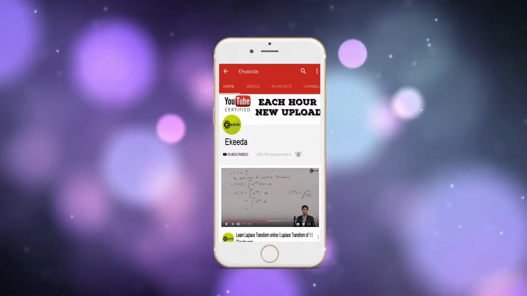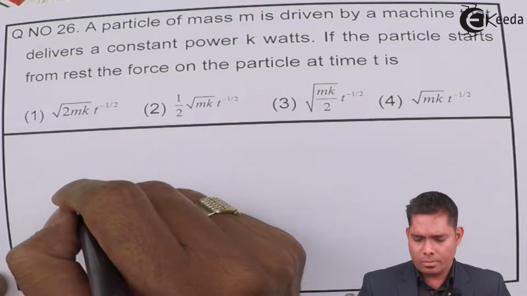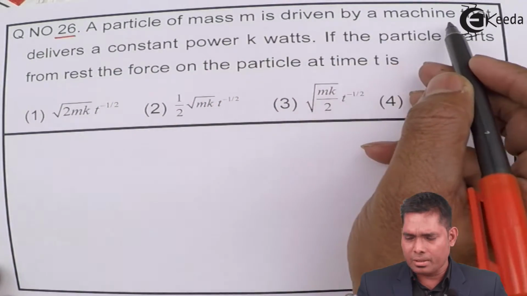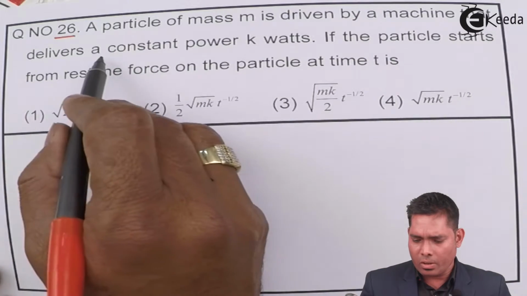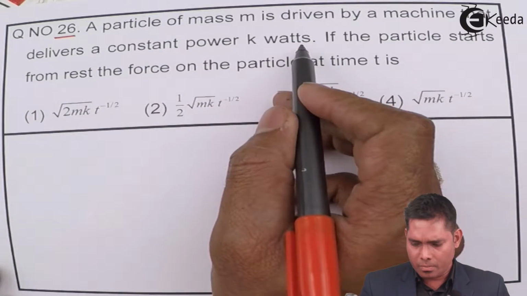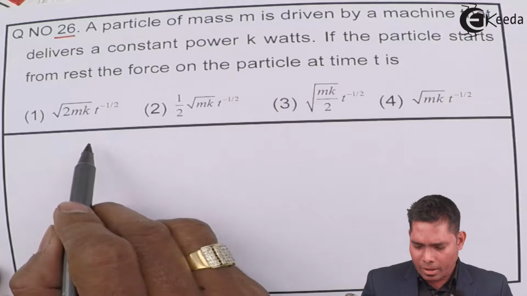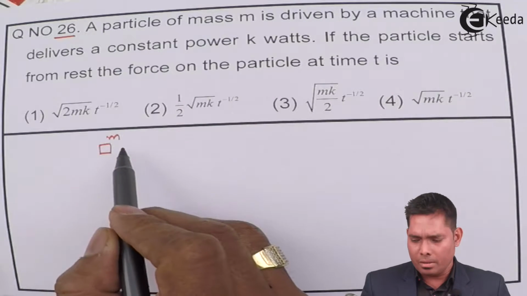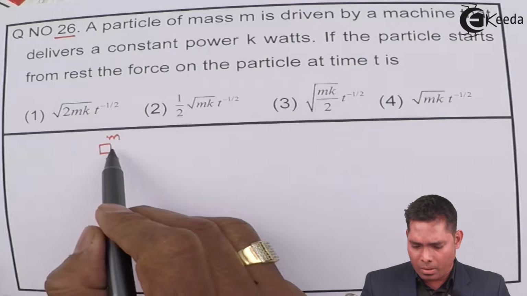Students, in this video, we will be discussing question number 26 of NEET Physics paper 2015. Let us solve question number 26. A particle of mass m is driven by a machine that delivers a constant power k watts.